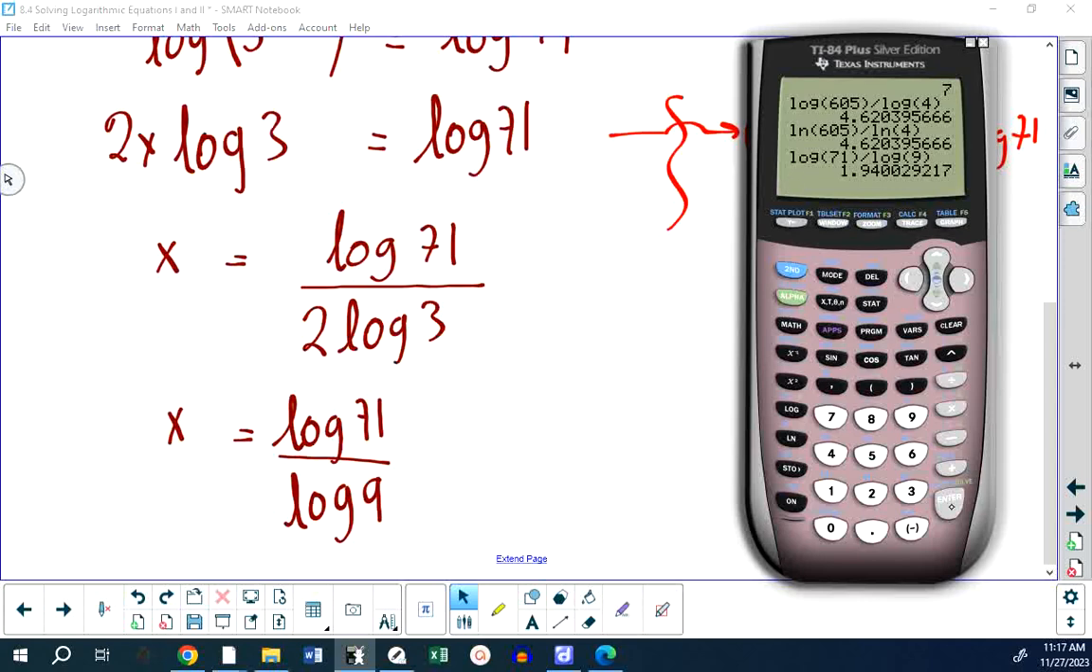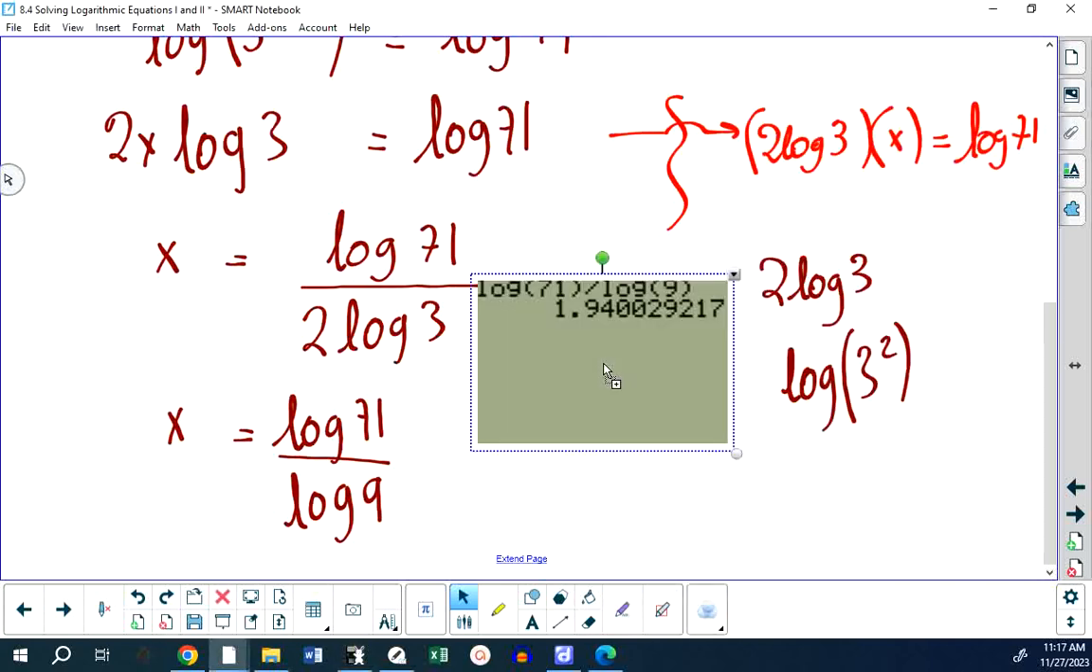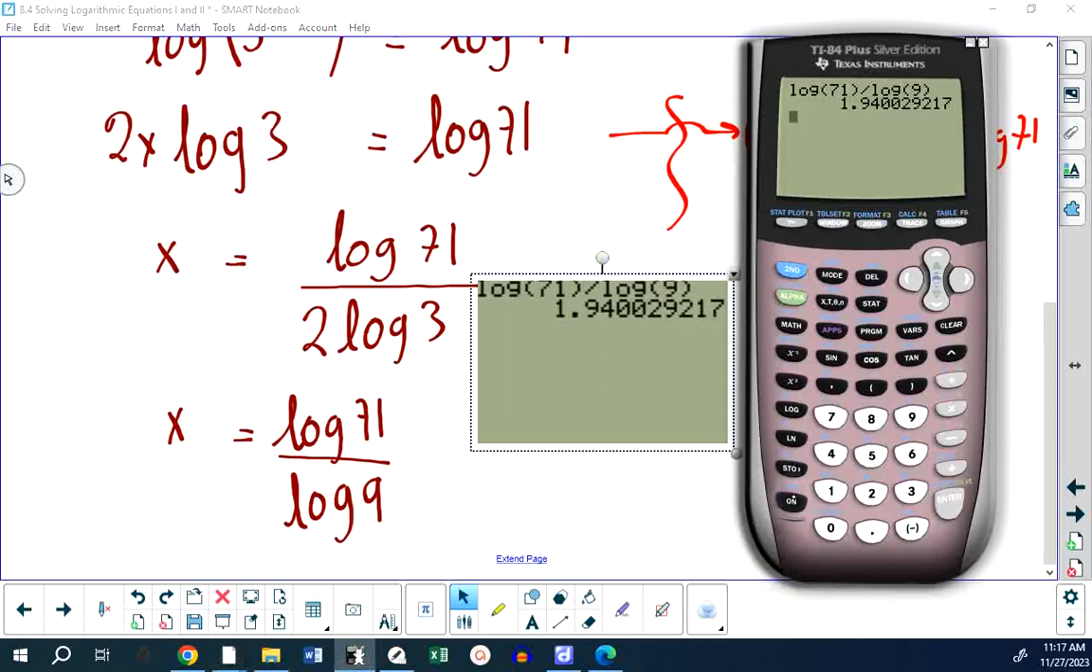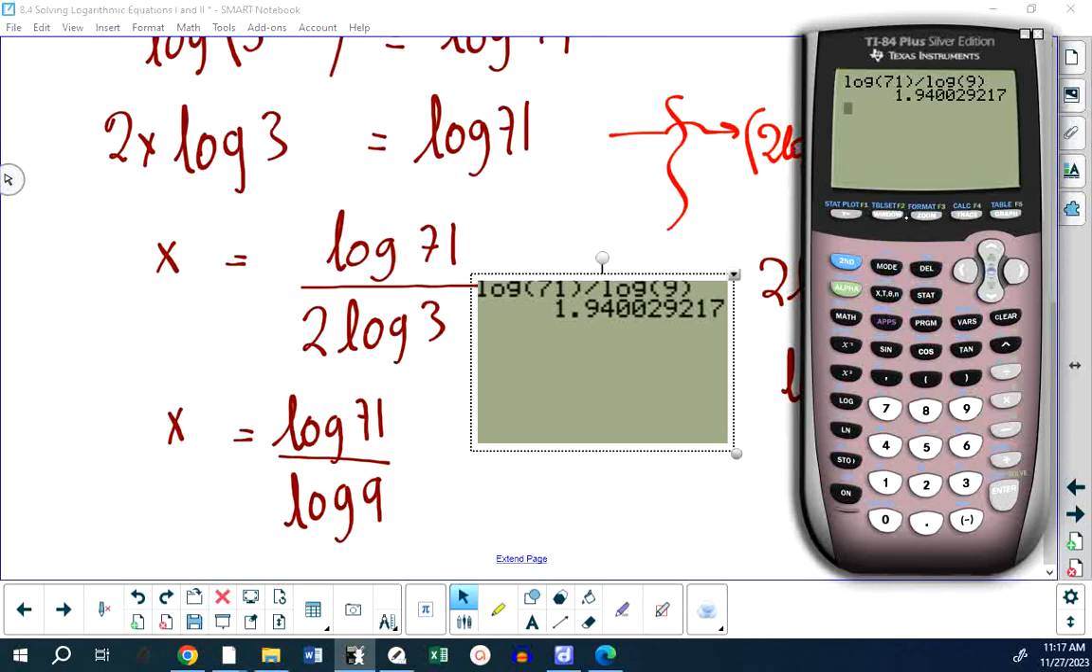I'm going to put something into my calculator right now and ask you what I've done wrong. Why is that wrong? Alex? You're dividing by 2 and then multiplying by... Right, I'm dividing by 2 and then multiplying by the logarithm.